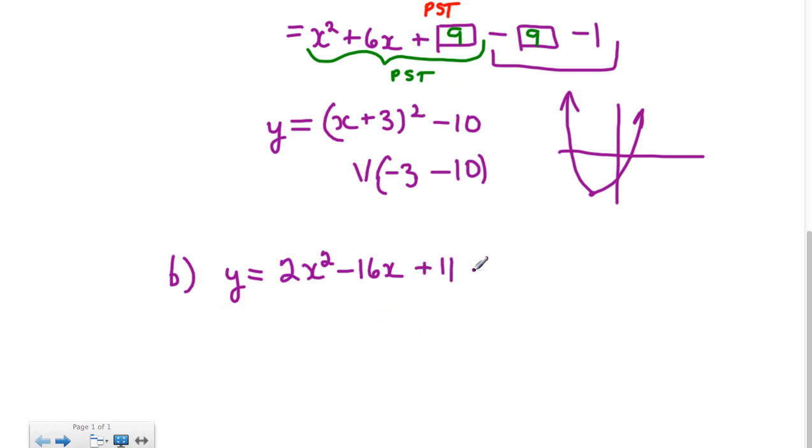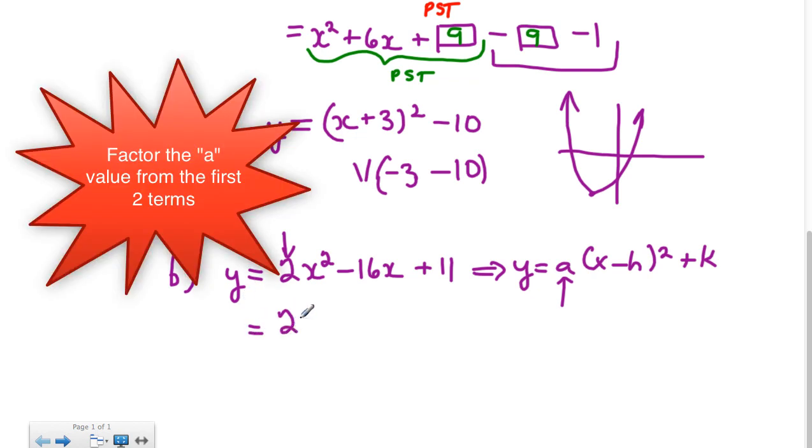Remember that our goal is to get it into the form a times x minus h squared plus k, because then I can read the vertex off of it. But notice that in this form, the a value is factored out in front of the perfect square trinomial. So when you have an a value that's not 1, you have a first step before we can add in the perfect square trinomial. And this first step is to factor the a value out of the first 2 terms. So it's x squared minus 8x. And that plus 11 just gets tacked onto the end. We're going to worry about it later.